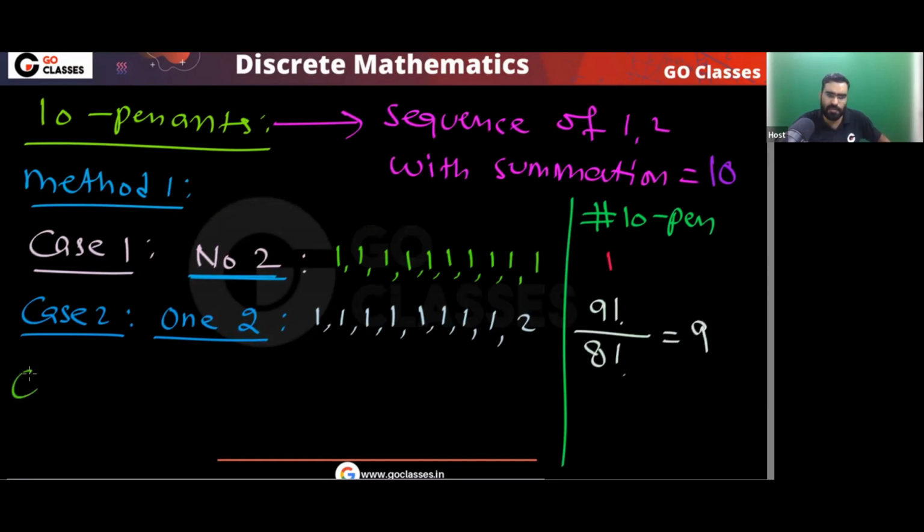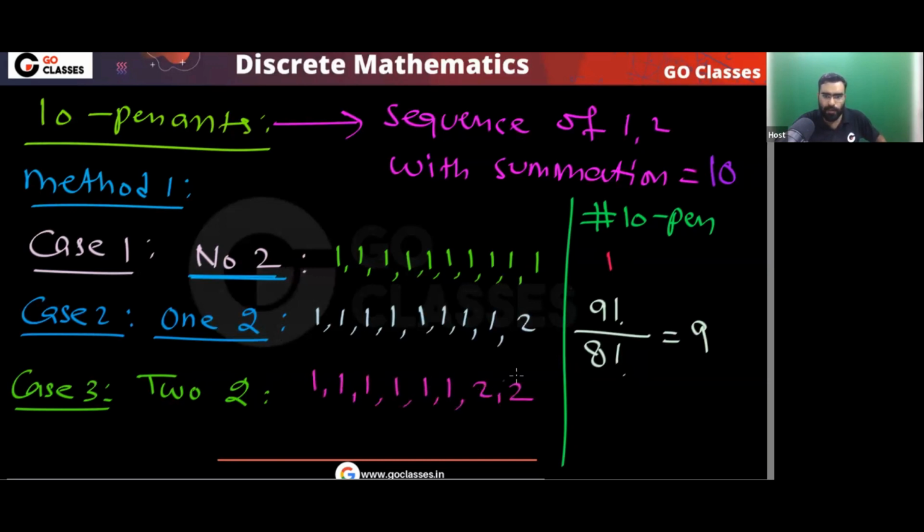Okay. What is the case number 3? You can use 2 twos. If you are using 2 twos, how many ones do you need to use? Remember, the summation should be equal to 10. So if you are using 2 twos, then a total of 6 ones. 6 ones and 2 twos.